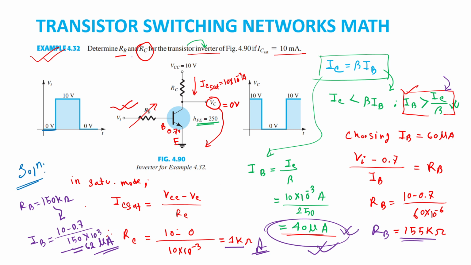So we can easily say that choosing RB as 150 kilo ohm and RC as 1 kilo ohm would easily make the transistor run as an inverter or a switch.